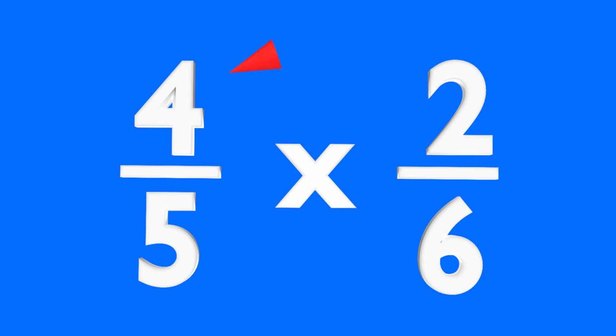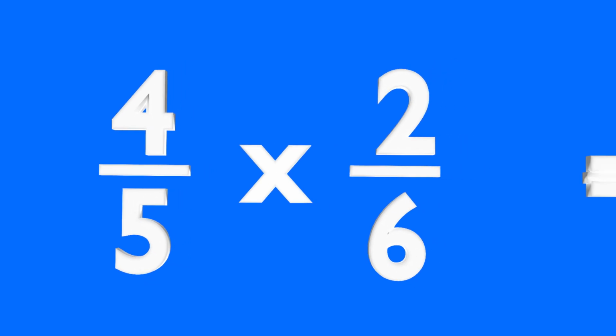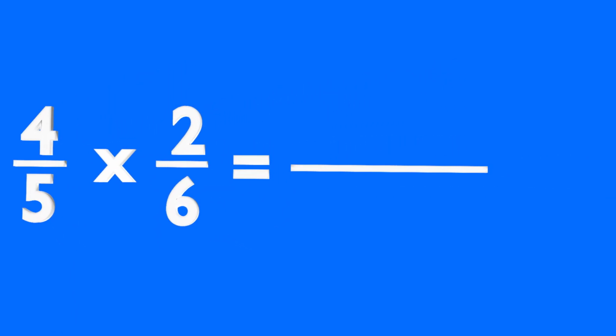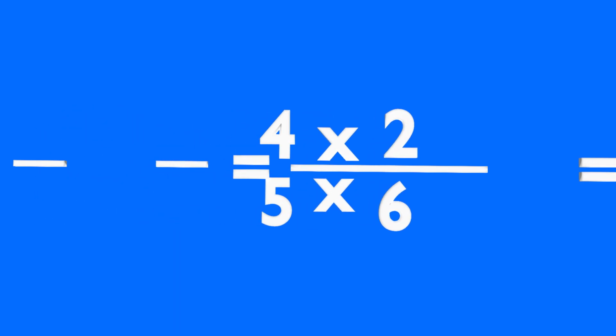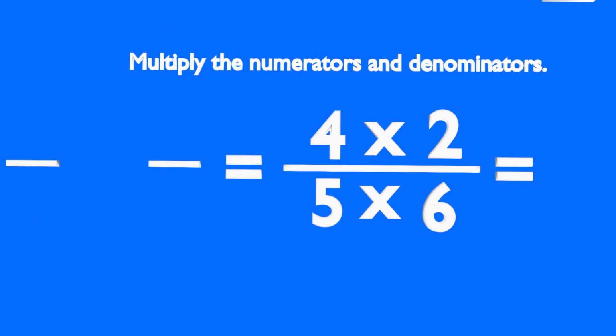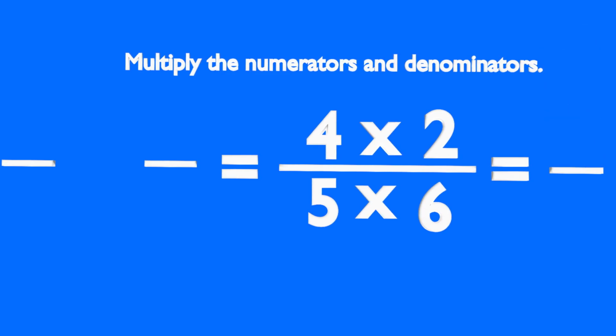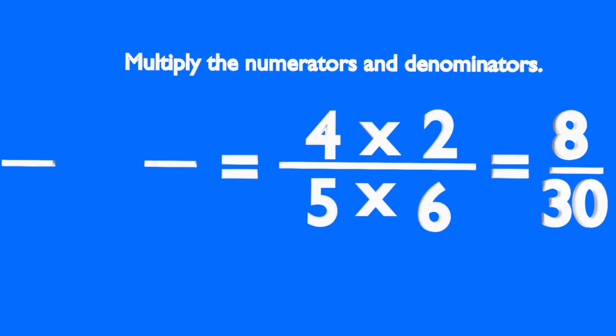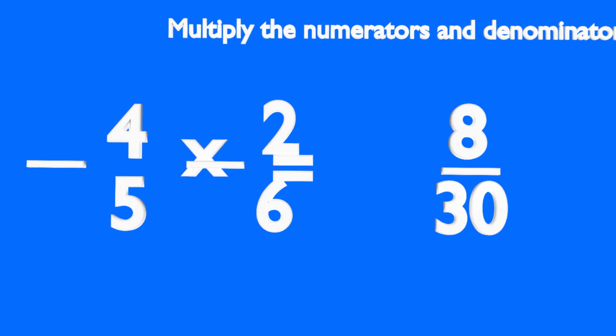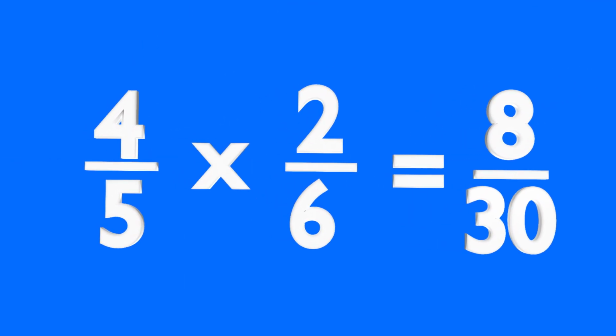It helps often to take these numbers and move them into a separate equation. And then we answer them. Okay, so 4 times 2, we know that's 8, so our new numerator for our answer is 8. And 5 times 6 is 30, so the denominator for the answer is 30. So 4 over 5 times 2 over 6 is 8 over 30, but we're not done yet.